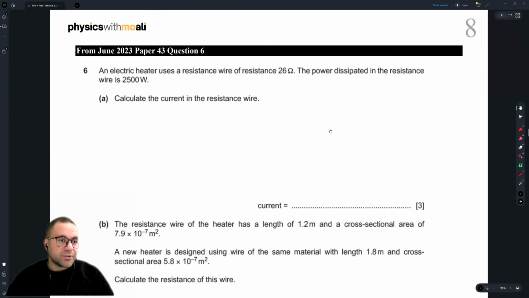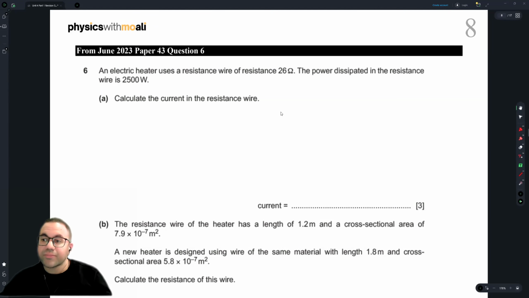An electric heater uses a resistance wire of resistance 26 ohms. The power dissipated, meaning lost, in the resistance wire is, oh wait, I hate it when a notification just pops up. Okay. The power dissipated in the resistance wire is 2,500 watts. Calculate the current in the resistance wire.